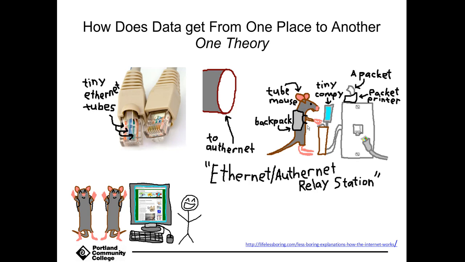Now, how does data get from one place to another on a network cable? Here's a network cable. The prevailing theory is that the cable is made up of tiny tubes, and in those tubes travel tiny mice. When you send data, it goes into the mouse's backpack. The mouse carries that across the tube, and at the other end types all that information into a tiny computer. It gets transmitted back out to the jack and then out to your computer.